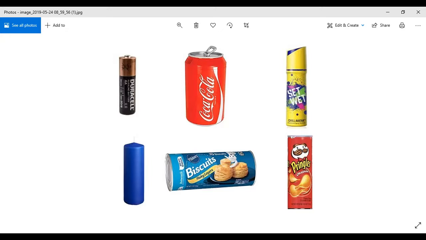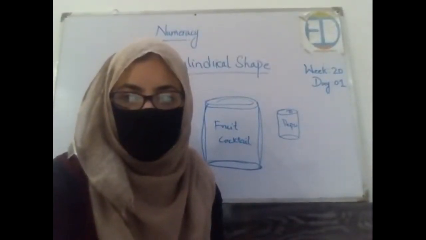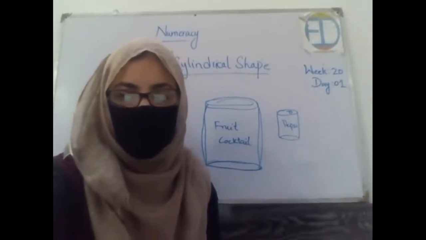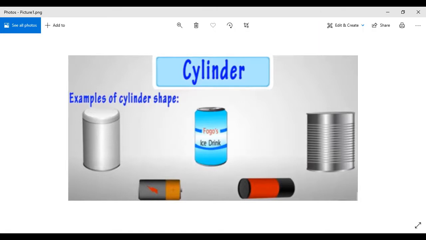Okay, so let's move toward the next one. I'm going to share the next picture with you. Look at this one. These are some other examples. On the first, we have this box. Maybe it is some medicine box or something else, and this is of cylindrical shape, right? Then we have this ice drink can, which is also of cylindrical shape. Again, two flat circular surfaces and two curved surfaces.